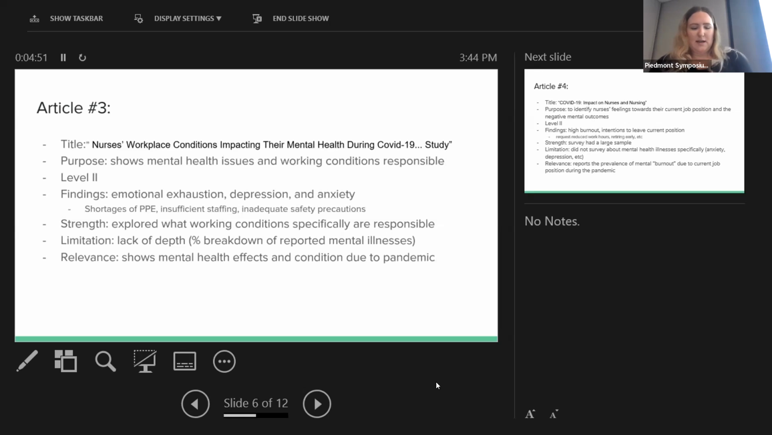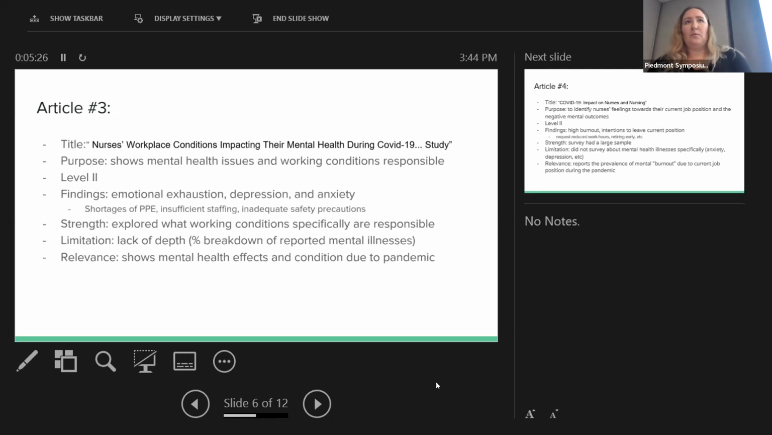Article number 3 was again doing about the same thing. It was looking at what mental health issues or illnesses nurses reported developing, and then it explored those conditions or contributing factors again. They did this through a web-based survey of members of the Provincial Nurses Union, where about 48,000 people participated in the study. They found that the highest reports were of high emotional exhaustion amongst the group, followed by reports of depression, and then reports of anxiety.